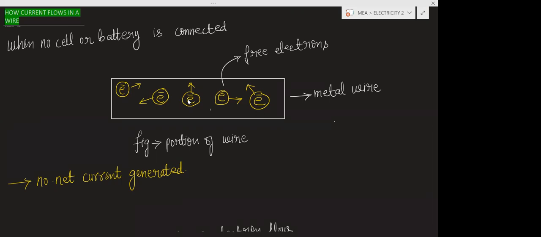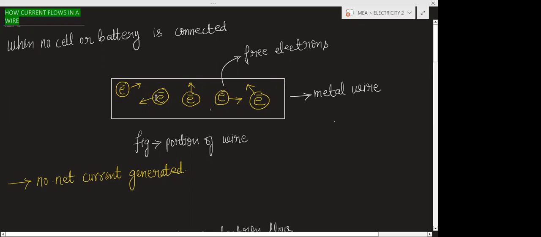This theory you will study in more detail when you have physics in your 12th class. So here we will only discuss the basic portion. So why is there no current in this wire? Because the electrons are moving randomly in all the directions, and due to that the average velocity of the electrons becomes zero and there is no net current generated in the wire.